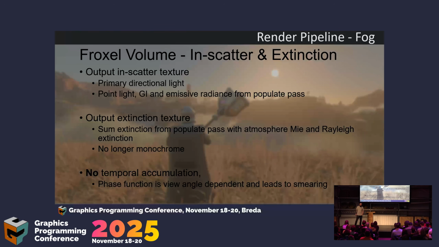Then we compute in-scattering for the primary directional light and the pre-computed radiance from the populate step. For the directional light, we multiply the pre-computed visibility and the corresponding phase function. So the resulting in-scattering and colored extinction is stored in two RGB textures then. Another thing, we do not temporally accumulate these textures because the phase function is heavily view dependent, and this would lead to smearing and ghosting artifacts under motion.